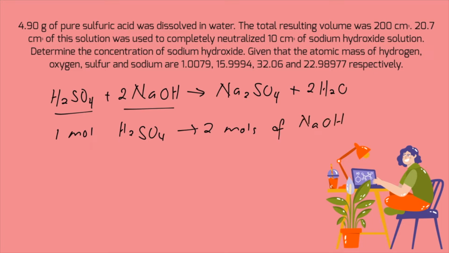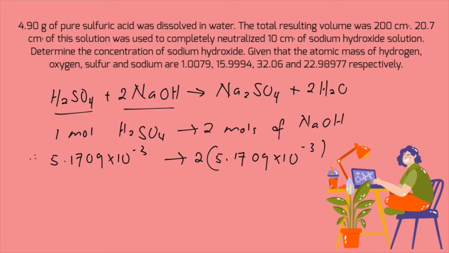Right? So from the calculation that we have done just now, you only have 5.1709 times 10 to the power of negative 3 mole of H2SO4. So how much mole that you need to have for NaOH is 2 times the same value, 5.1709 times 10 to the power of negative 3. So it's equivalent to 1.0342 times 10 to the power of negative 2 mole of NaOH.